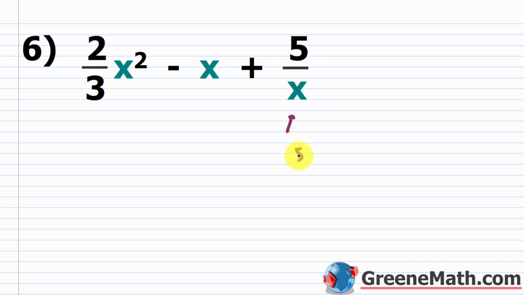Again, you could write that as 5 times x to the power of -1. So this part right here, because it's not a whole number, makes this fail. So this is a no as well, not a polynomial.